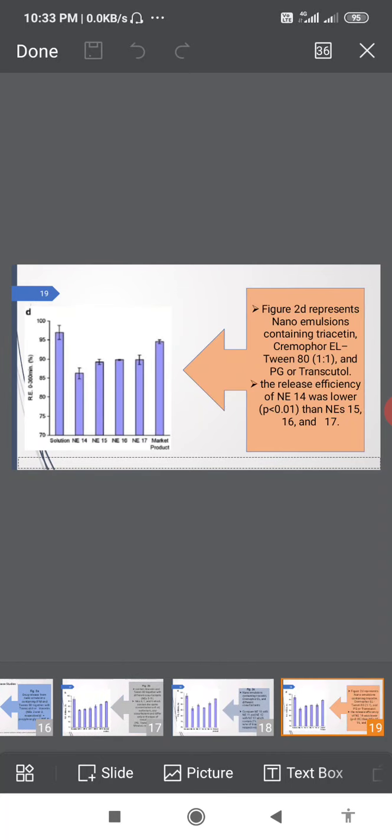On figure 2d, nanoemulsions containing triacetin, Cremophor and 280 in 1:1 ratio. The release efficiency of nanoemulsion 14 is less than 15, 16, 17.